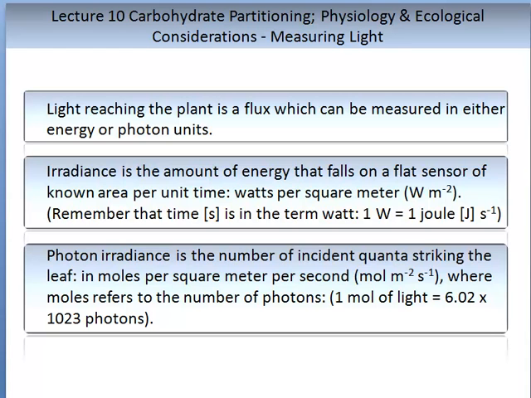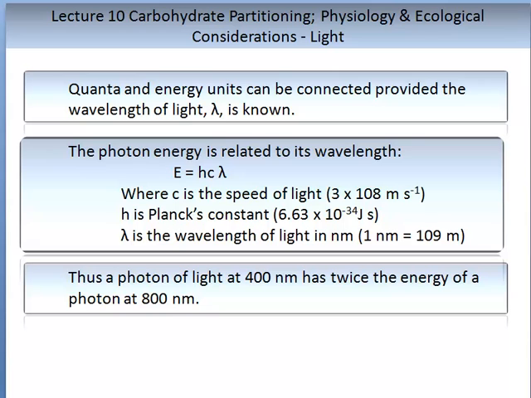This means that 1 mole of light equals 6.02 times 10^23 photons. Quanta and energy units can be connected provided the wavelength of light, known as lambda, is known. The photon energy is related to its wavelength, where c is the speed of light, h is Planck's constant, and lambda is the wavelength of light. Once you have all of this information, you are able to calculate the photon energy of light.